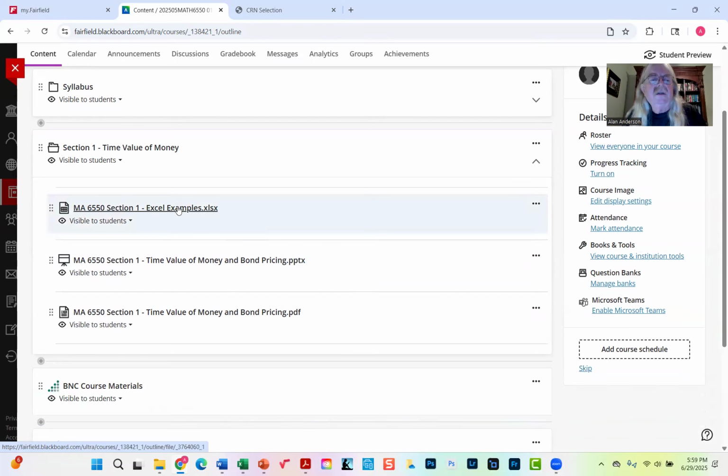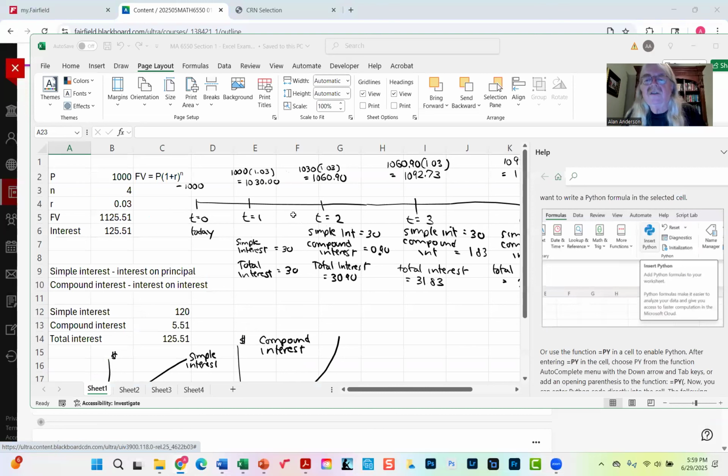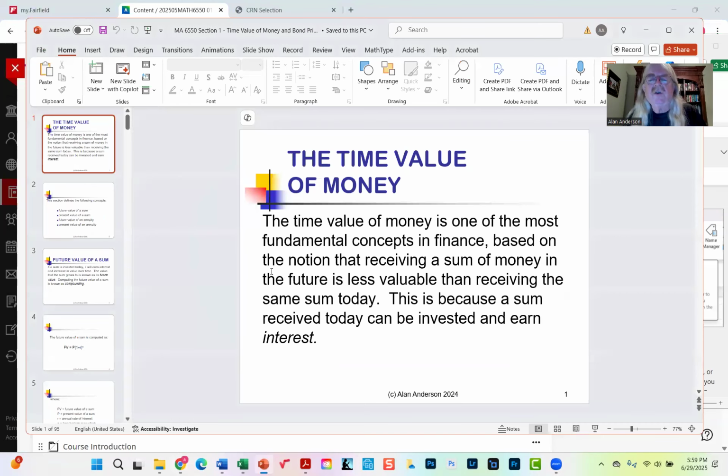All right, so enough talk. Let's get started with the notes. And so let's open up the spreadsheet. Well, the spreadsheet's open. Here are my notes. And you can see we're going to start with the time value of money. It couldn't be more important. This, like I said, is really the heart and soul of what finance is all about.